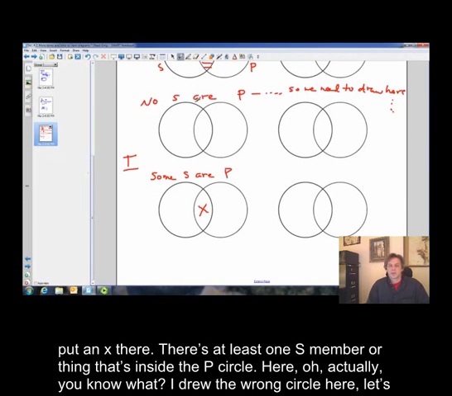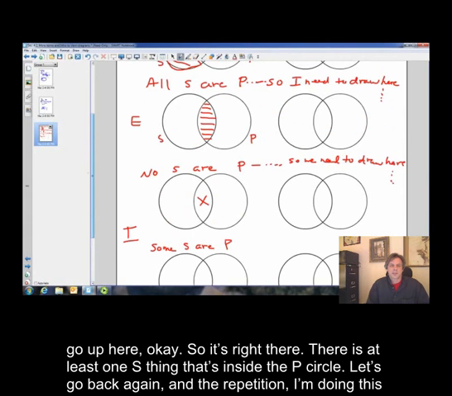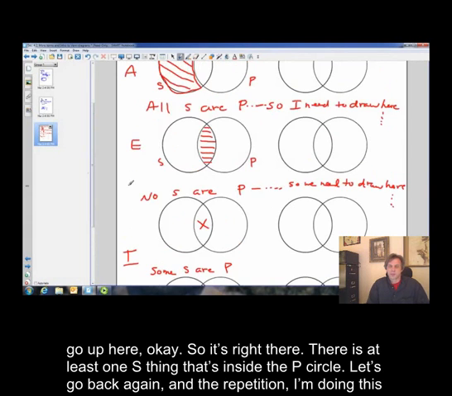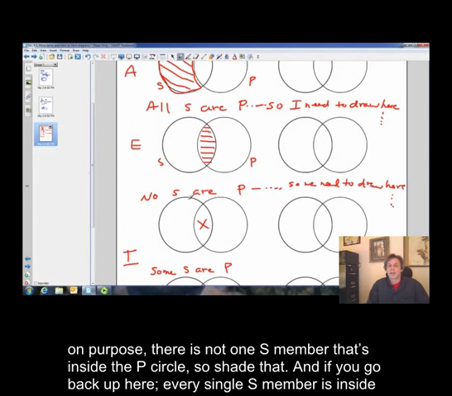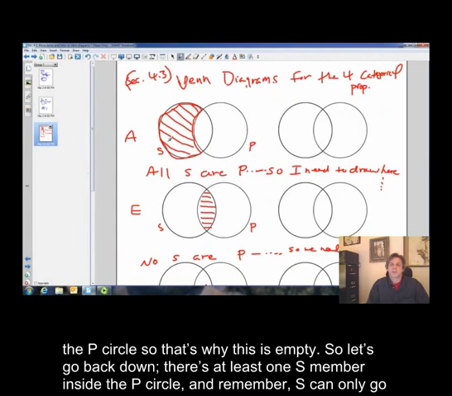Actually, you know what? I drew the wrong circle here. Let's go up here. Okay. So it's right there. There's at least one S thing that's inside the P circle. Let's go back again, and the repetition, I'm doing this on purpose. There is not one S member that's inside the P circle, so you shade that. And if you go back up here, every single S member is inside the P circle, so that's why this is empty.